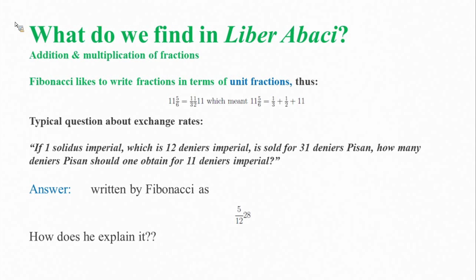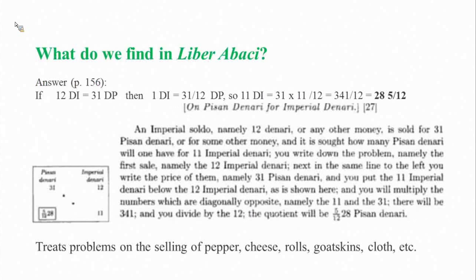And another typical question that comes up in this book would be, if one solidus imperial, a unit of currency, which is 12 deniers imperial, so they knew how to exchange money, which is amazing. We never think of that way back then. These people who were exchanging money from country to country, is sold for 31 deniers pisan. How many deniers pisan should one obtain for 11 deniers imperial? So it's a very simple problem in algebra. The answer is 28 and 5/12, which of course he has to write like this, because we flipped the notation later on. How does he explain it?